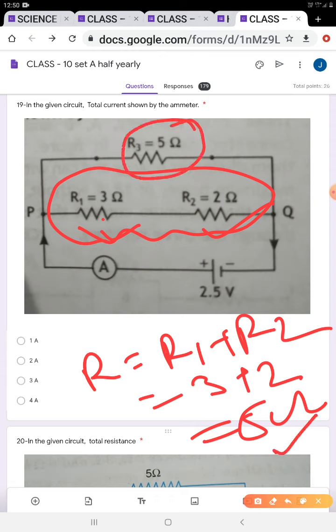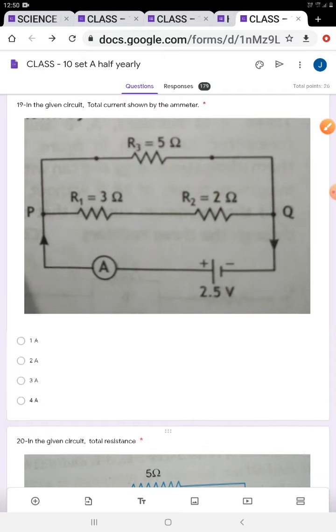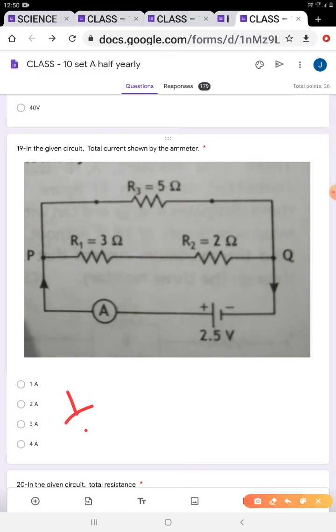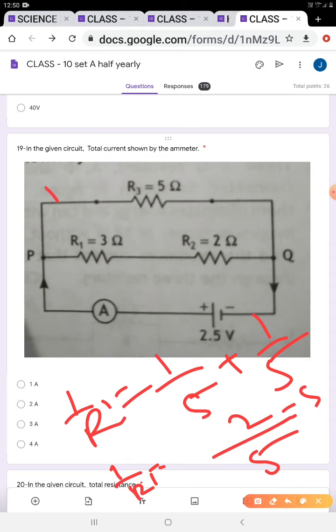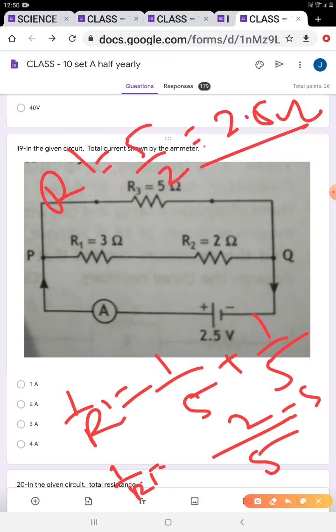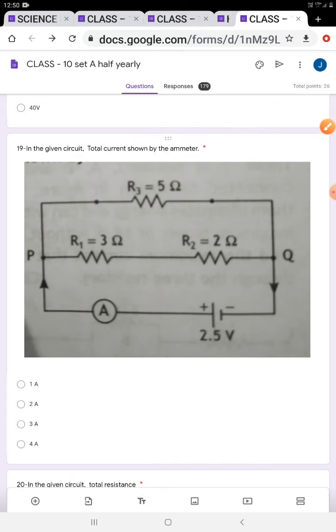And this 5 and now this 5, this is in parallel combination. So I can solve this in parallel combination. For parallel combination, 1 upon R dash equal to 1 upon 5 plus 1 upon 5. So I will solve this one. It will be, okay, 1 upon R dash equal to 2 upon 5. So R dash equal to 5 upon 2, which is 2.5 ohm. So this is the total resistance of this circuit. Okay, total resistance of this circuit is 2.5 ohm.